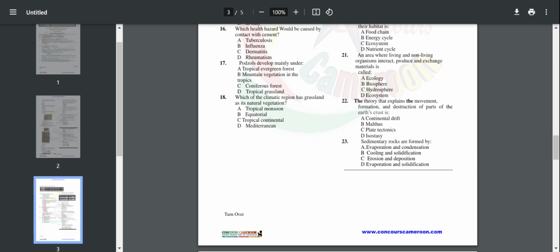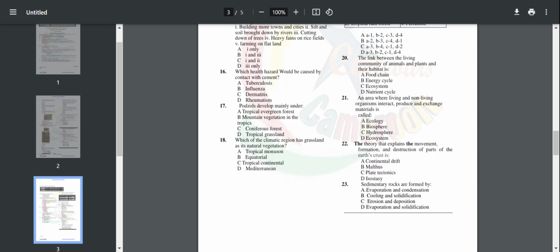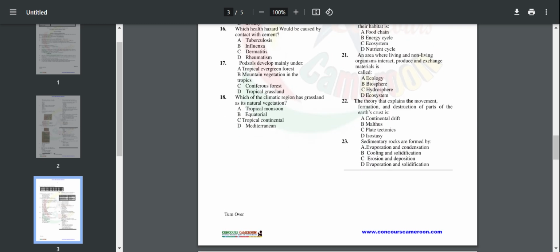Question 22. The theory that explains the movement, formation, and destruction of parts of the earth's crust is. The answer is C, plate tectonics.